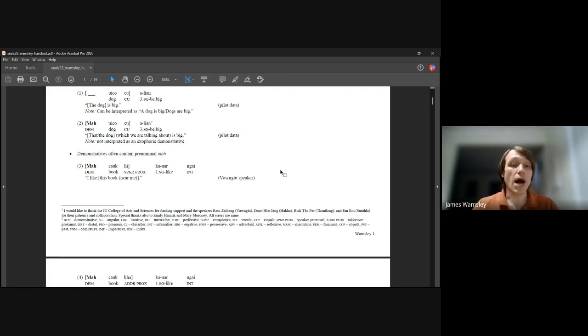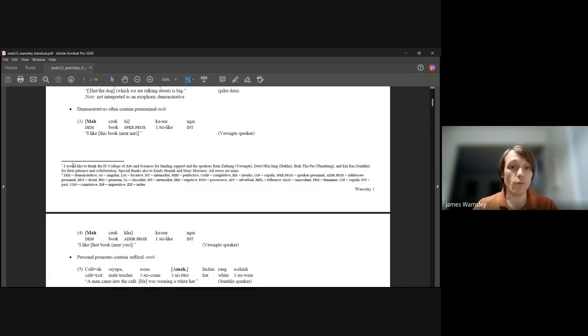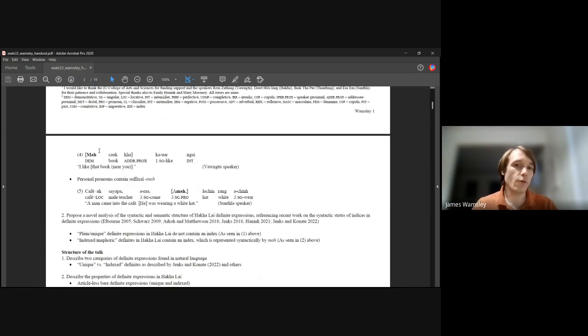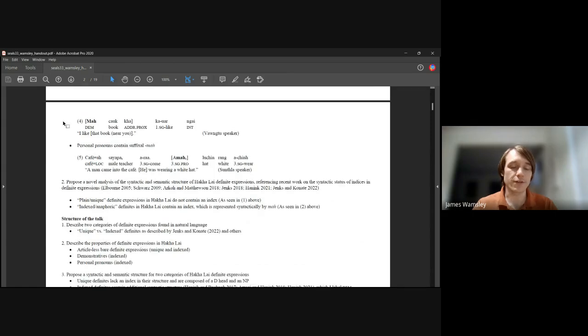Interestingly, ma always occurs in demonstrative expressions in Hakha Lai. So we can see this in 3 and 4, where we have this book, where we have a sequence of the ma prenominal morpheme, book, and a postnominal discourse deictic, which encodes the spatial deictic information. I'll elaborate on that further in a moment. In 4, we see another example of such a demonstrative where we have prenominal ma, the nominal book, and then a postnominal discourse deictic, which again encodes the spatial deictic information.